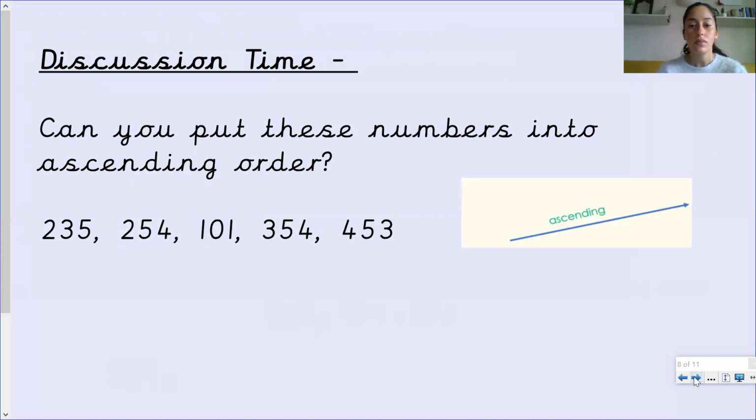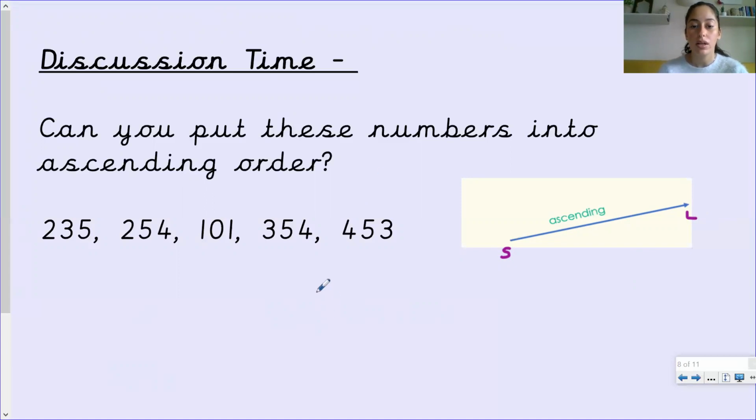Okay. Can you put these numbers into ascending order? Remember, ascending starts with the smallest to the largest number. Pause the video, have a go at ordering these on your scrap piece of paper and play the video when you're ready.